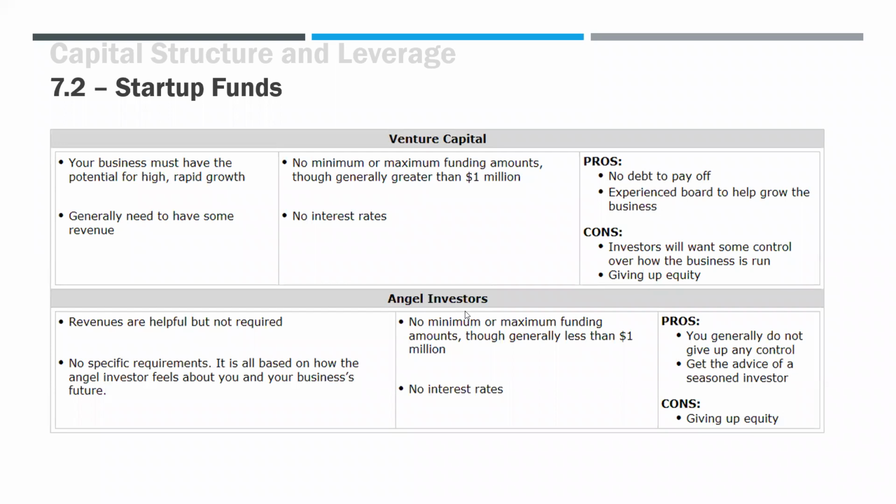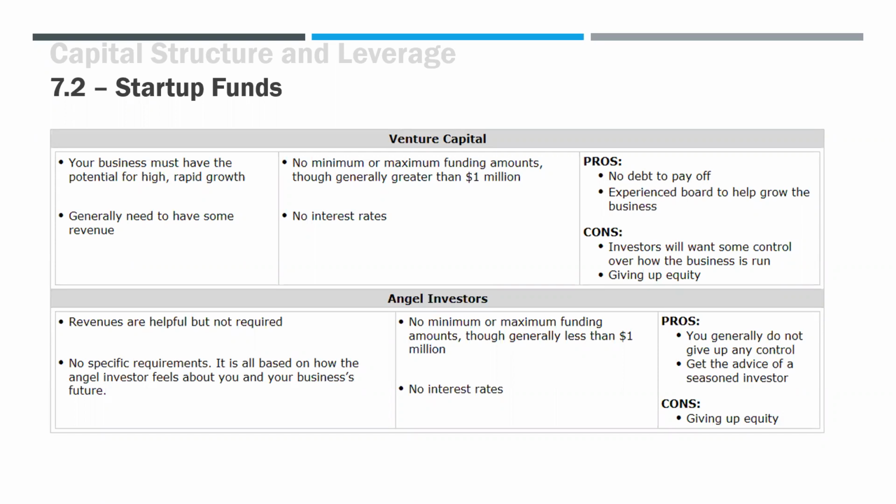Then the angel investors. Revenues are not required, but yeah, it's helpful. It's helpful to show a revenue stream before attracting any angel investors. It's all getting the word out to the right person. It's rare to see anything over $1 million. And one of the benefits is that usually, if someone like Warren Buffett takes an interest in your business and decides he wants to invest some money in your company, you're going to get business advice from Warren Buffett. That's pretty cool.